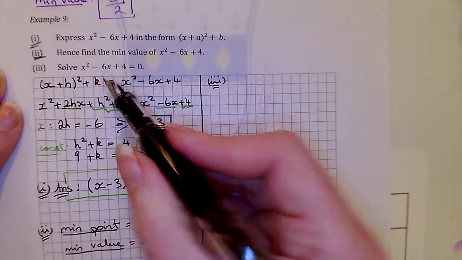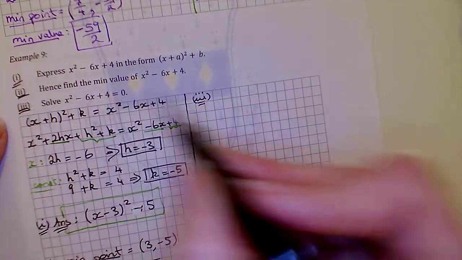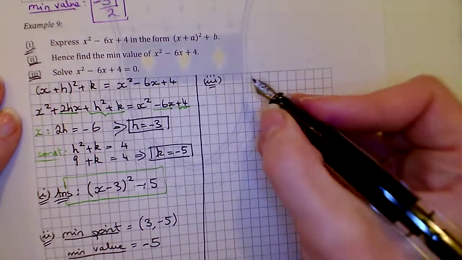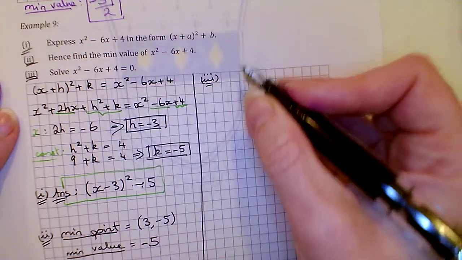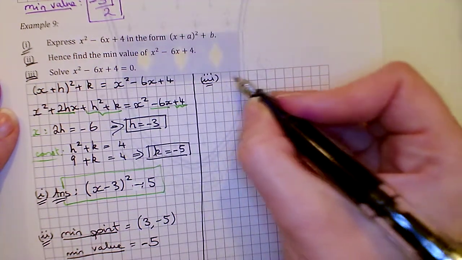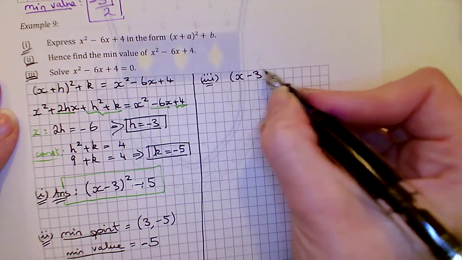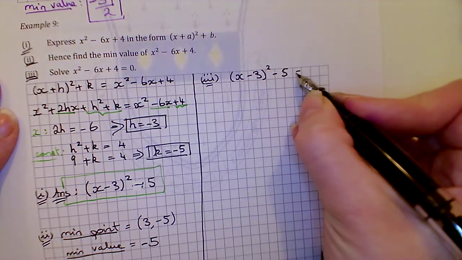So they've asked us to solve this. Now they didn't say hence solve it, so you can solve it any way you want, but we're going to solve it using the completed square format. And you can see there's something really nice about this. So (x - 3)² - 5 = 0.